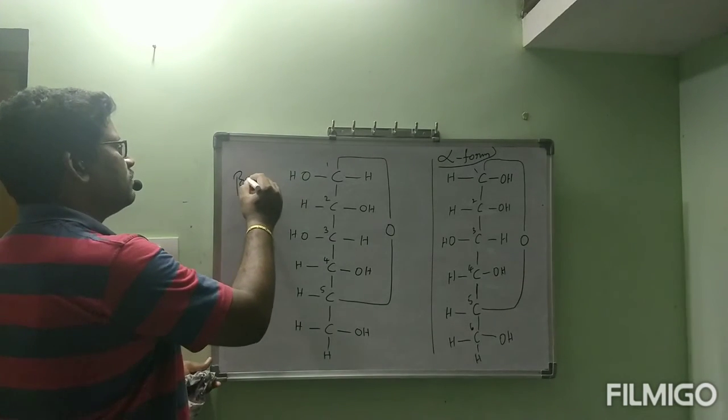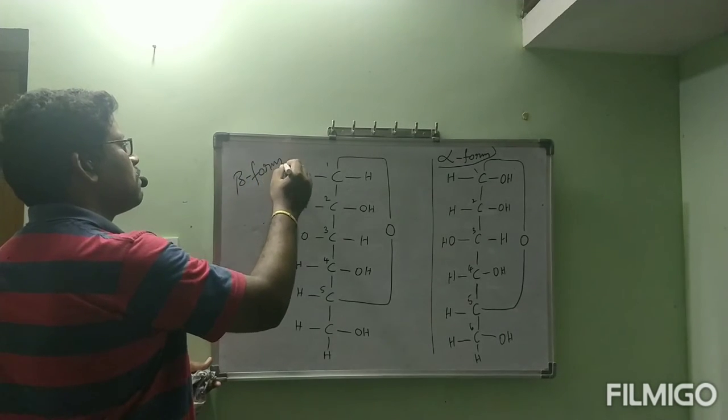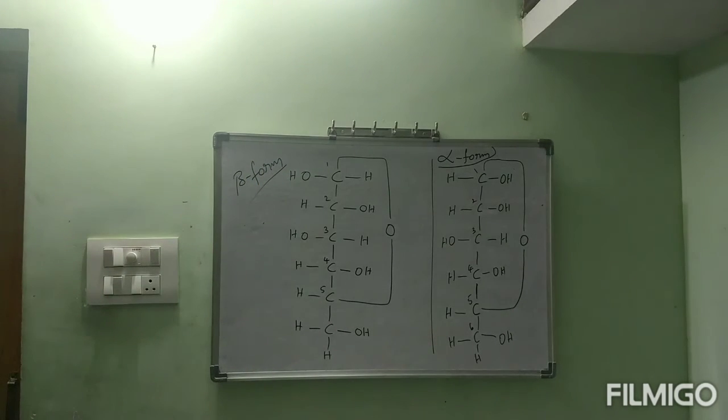This is beta form, and at right side it is alpha form. What is the difference between alpha form and beta form? In alpha form, first carbon has right side OH. In beta form, first carbon has left side OH, remaining as it is.